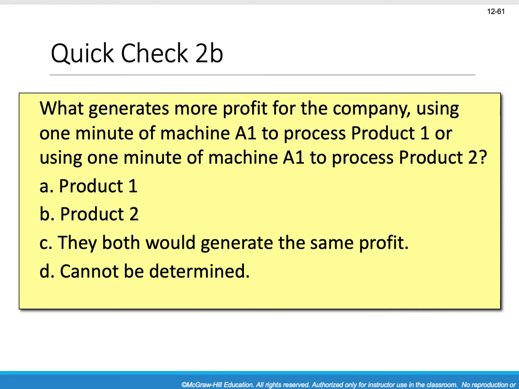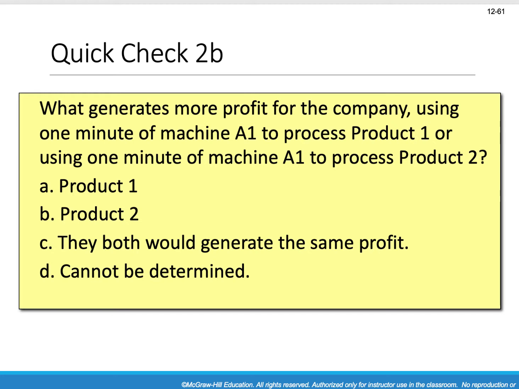Okay, so let's look at the second thing. What generates more profit for the company: using 1 minute of machine A1 to process product 1, or using 1 minute of machine A1 to process product 2? Right off the bat, we need to look at which product we can produce more of. Who's giving us more bang for our buck?